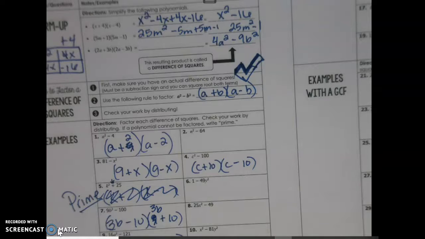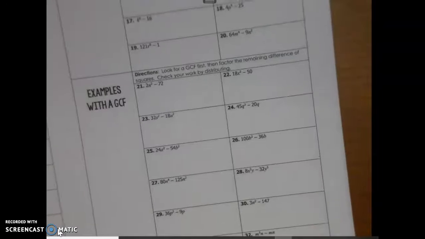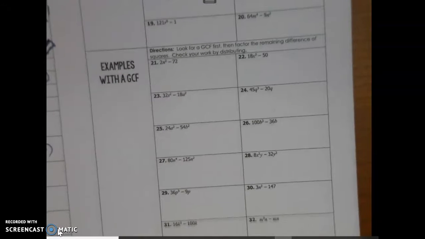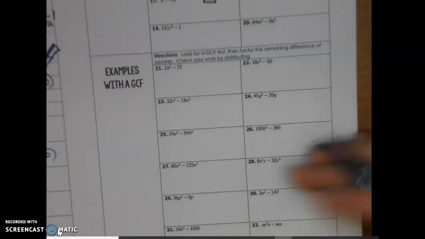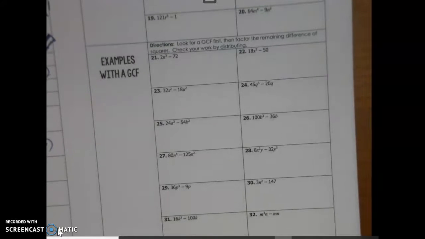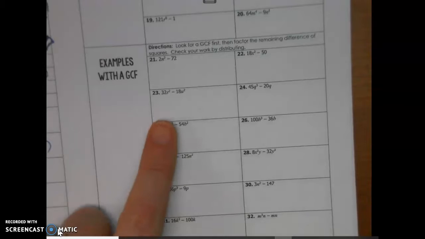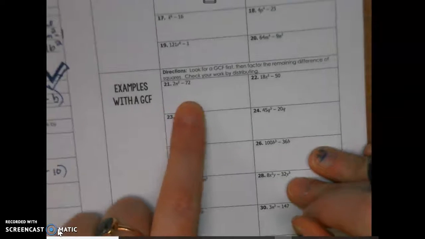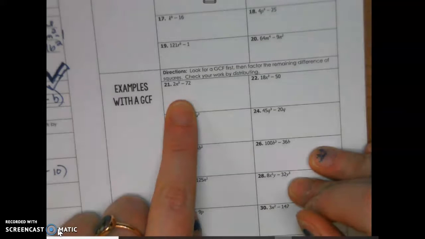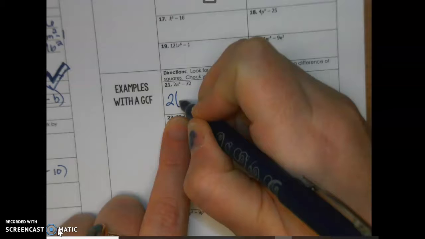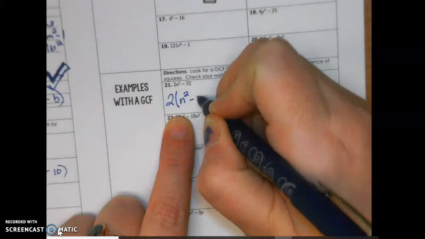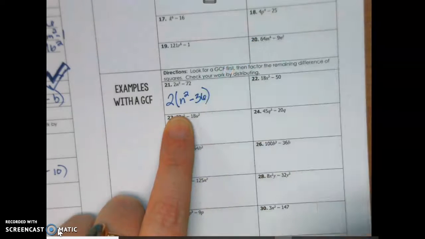So let's see, what else do you need to look at right now? Oh yes, look at these. These have a greatest common factor. You're like, oh no. Combining two parts together, that totally stinks. Yeah, totally. Like for sure. Okay, look here. Look at this one. So if I pull out the 2, put it right there, then I get n squared minus 36.